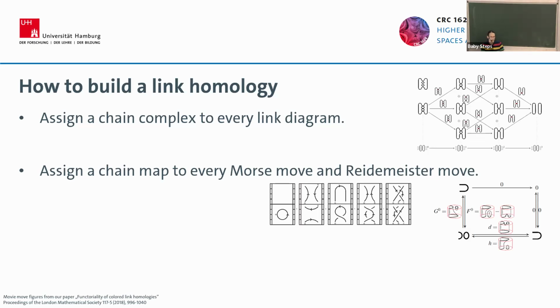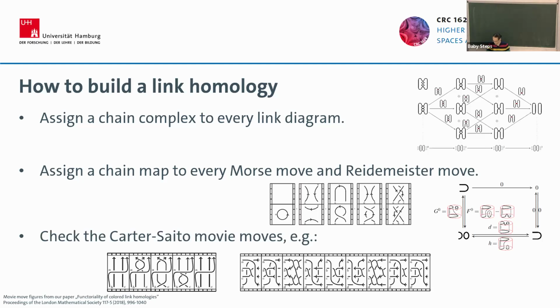And then it turns out that any surface that connects two knots or links can be presented as a sequence of these basic moves, Reidemeister moves and Morse moves. And finally, you have to check some relations, but this time the relations are not Reidemeister moves, this time they're one dimension up, and they're called the Carter-Saito movie moves. They relate different presentations of isotopic link cobordisms. So this is just to show you some pictures of what this looks like and what steps are involved.